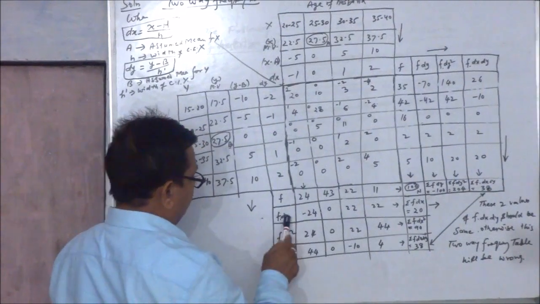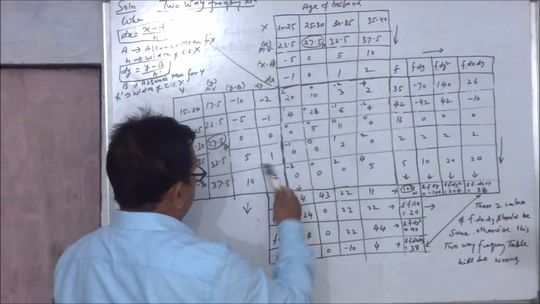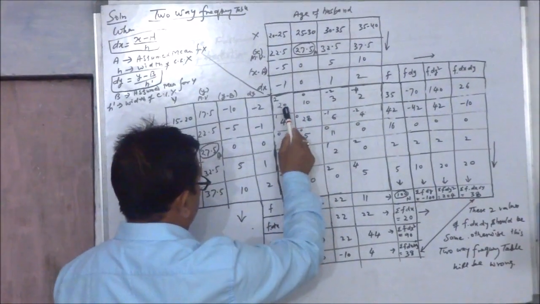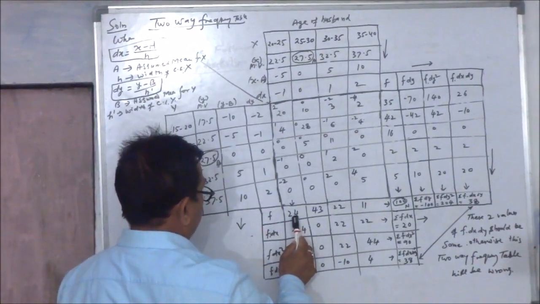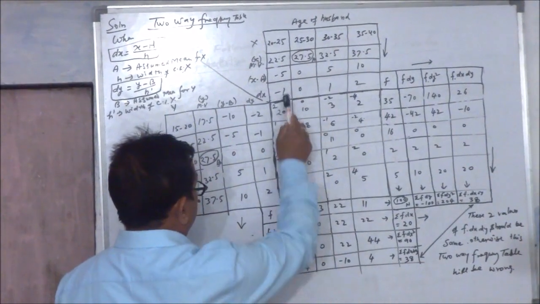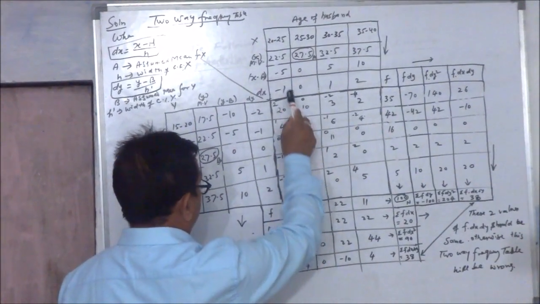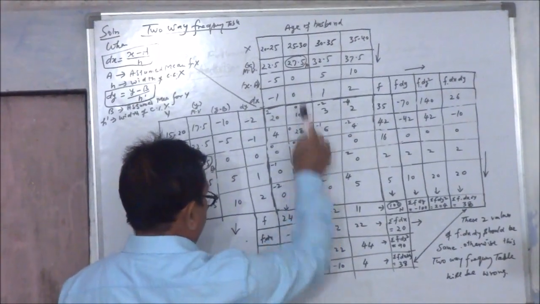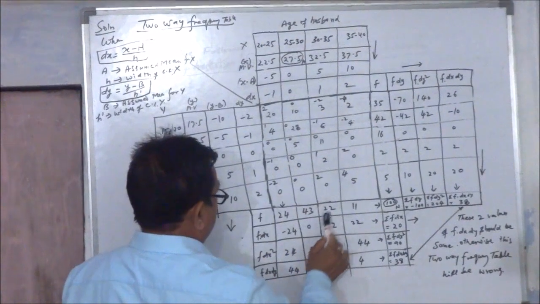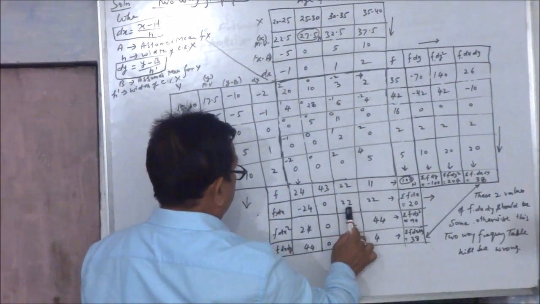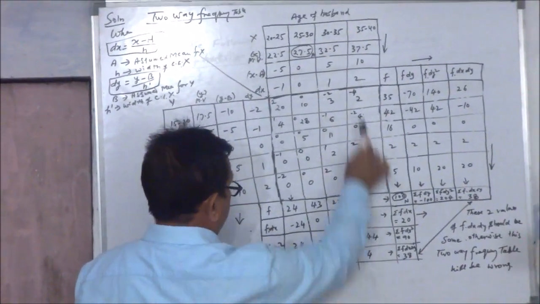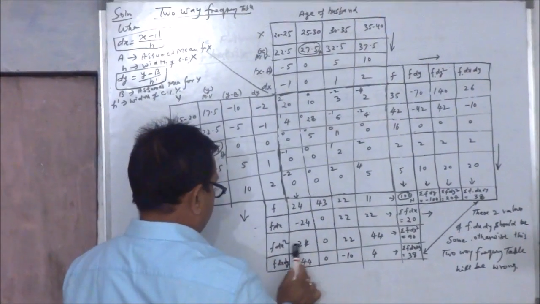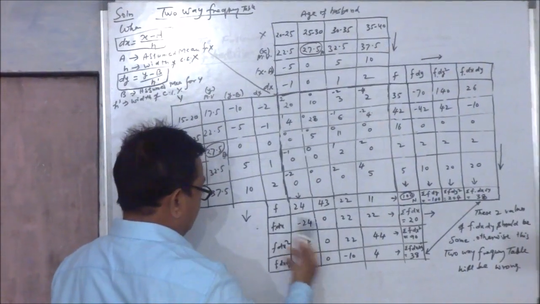Now we calculate f into dx. Dx we have already calculated. This row is all for the dx values, and I multiply this frequency 24 into the dx value, which was minus 1. 24 into minus 1, this is minus 24. Now 43 into 0, this is 0. And 22 into 1, this is 22. And 11 into 2, this is 22. This is f dx.